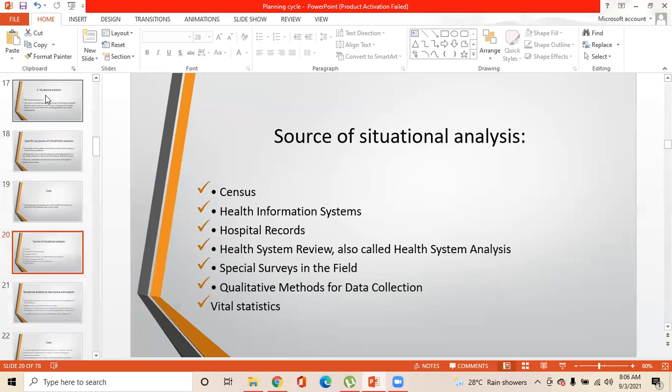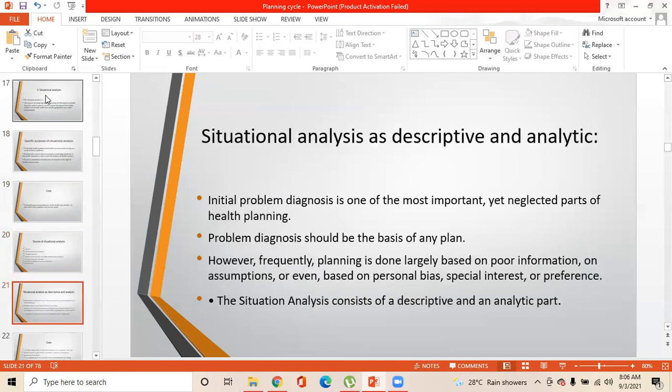Sources of situational analysis: census, health information system, hospital records, health system review, also called health system analysis, special surveys in the field, qualitative methods for data collection, and vital statistics.